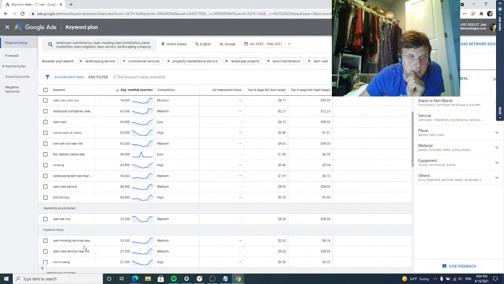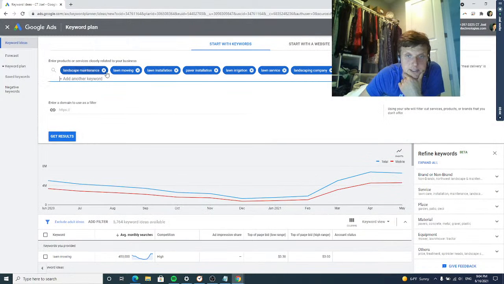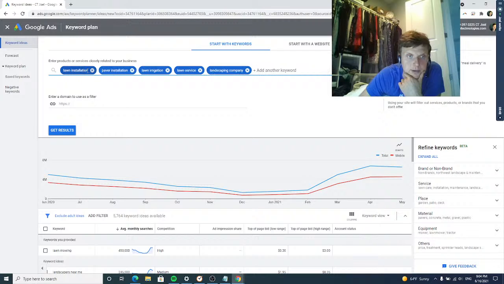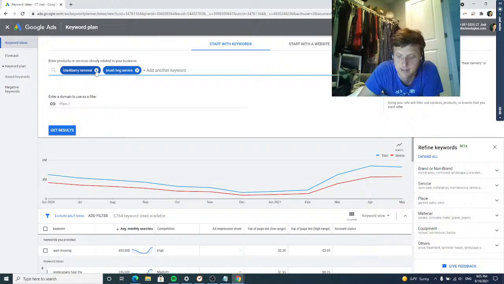Now, in my particular area, there's actually a lot of alternative type services. I'm going to add those now and remove these ones because these are some of the base level keywords I think a lot of customers potentially would want. But there's also keywords like blackberry removal, brush hog service. This is having to do with a tractor. It's a tool we have. Land clearing, which I actually have an excavator that can do some of that work.